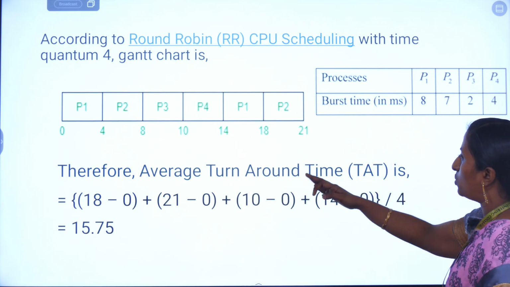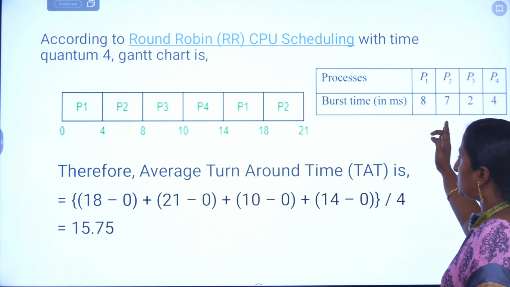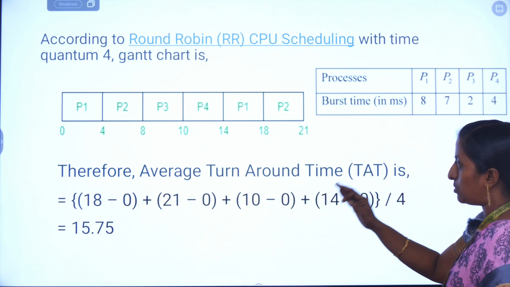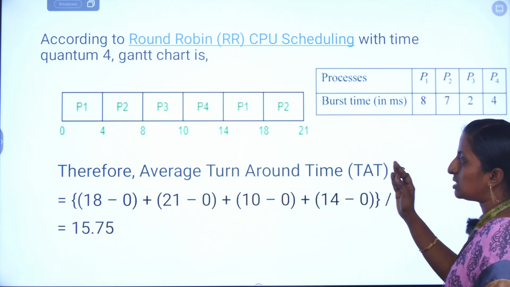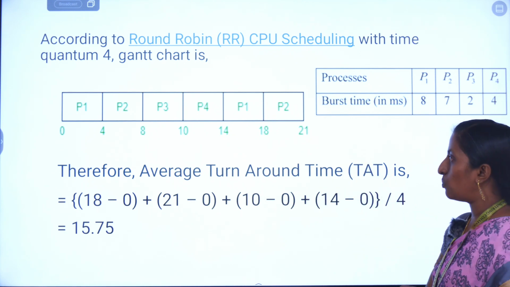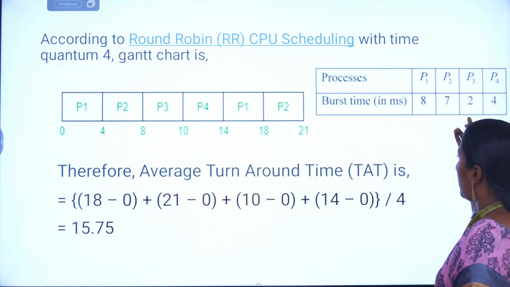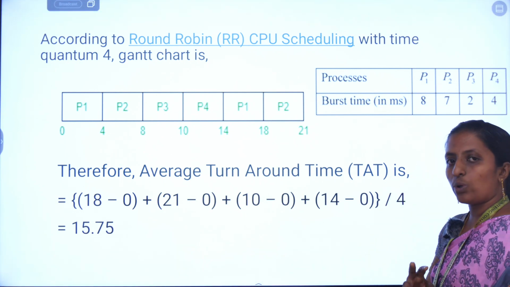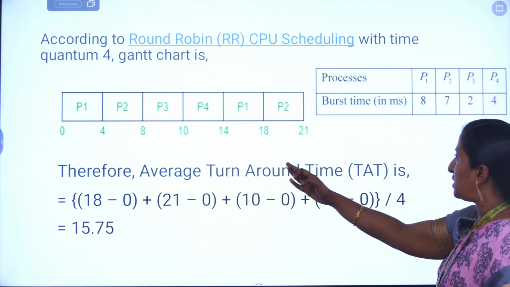Then process P2 is entering, and the P2 execution time is 7, and as it is round robin, the time quantum is 4. So the remaining 3 milliseconds will not be executed. Again the process P2 will be moved to the queue. And next process P3 will enter. The process P3 execution time is 2, so the process P3 will complete.